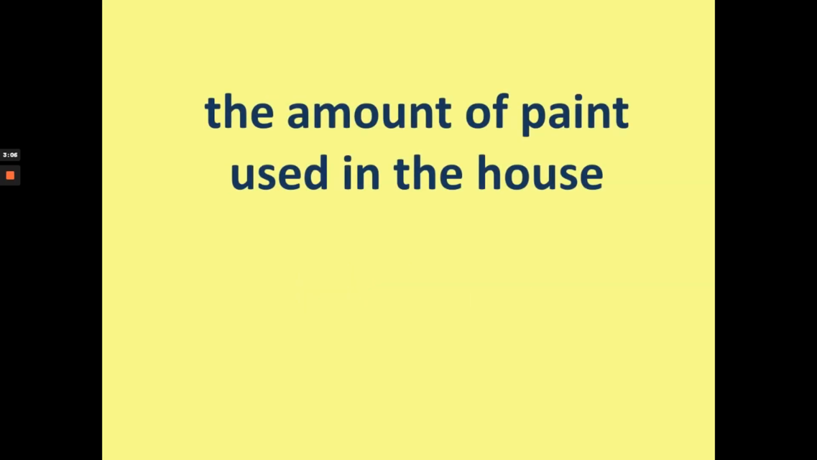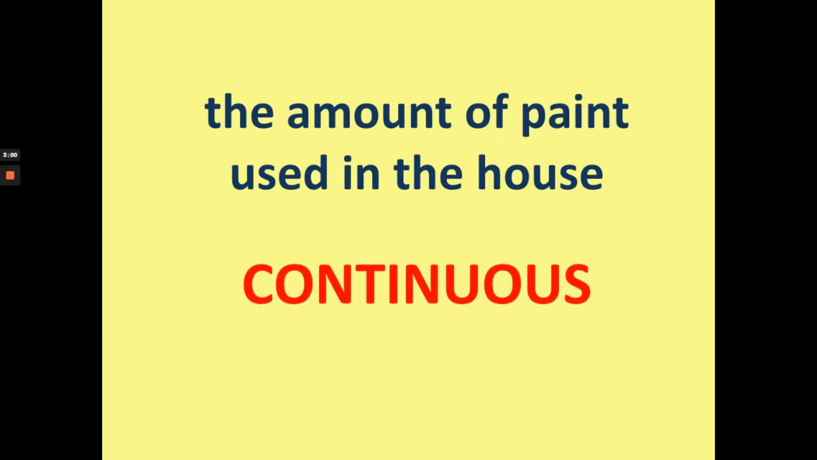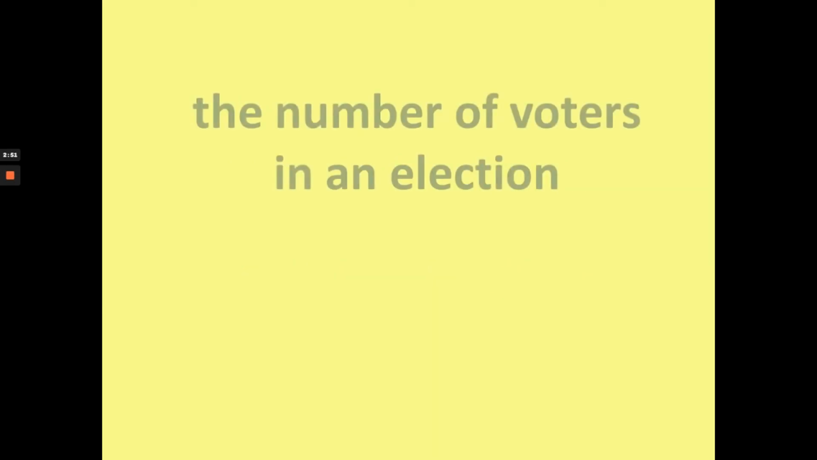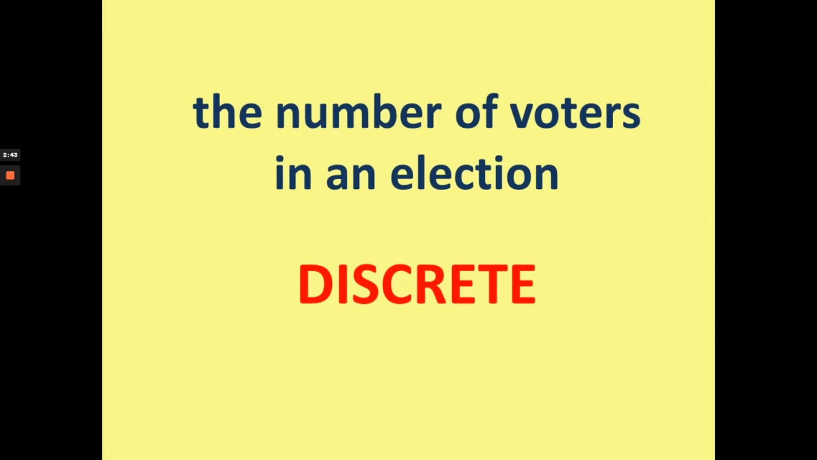The next is the amount of paint used in the house. Is this discrete or continuous? This is a continuous random variable. Because for us to be able to know how much paint we need to paint the house, we have to measure it. Next, we have the number of voters in an election. Is this discrete or continuous? This is a discrete random variable.